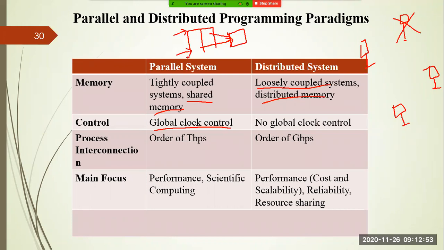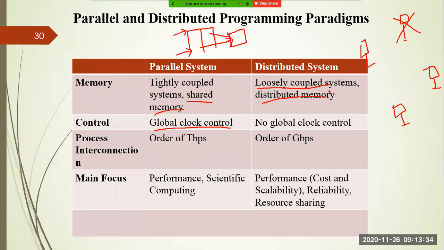If you see, the timing of each and every computer system is different. Just a non-technical example: suppose I ask what is the time now. Many people will say the time is 9:01, somebody will say 9:02, somebody will say 9:05. What is the reason? The main reason is that you have no global clock control. So monitoring the system is a little bit difficult. They have different clocks.